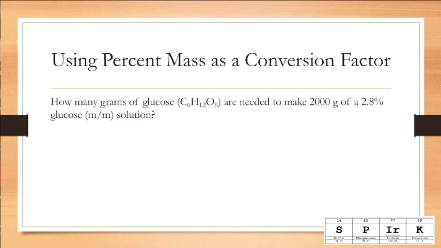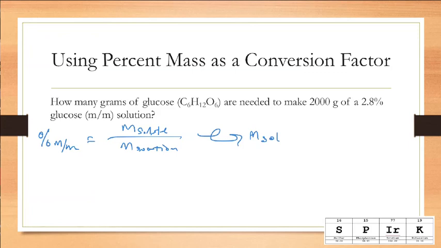So how many grams of glucose are needed to make 2,000 grams of a 2.8% glucose by mass solution? So if you notice, we were given different pieces of information here, and we know that our equation is the percent by mass equals the mass of the solute divided by the mass of the solution. So we're going to rearrange this equation because we want to get the mass of the solute, because it says how many grams of glucose, is equal to the percent by mass times the mass of the solution.